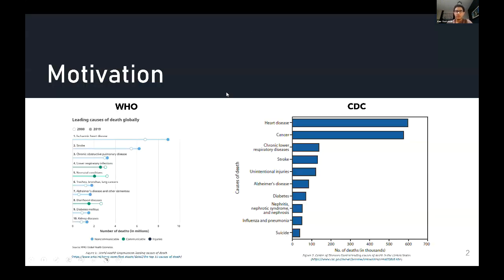Both the World Health Organization and the Center of Disease Control list heart diseases as a leading cause of death, both in the United States and across the world. And this is a shocking statistic that really needs to be addressed. So there are a couple of pieces of data that we can try to analyze.